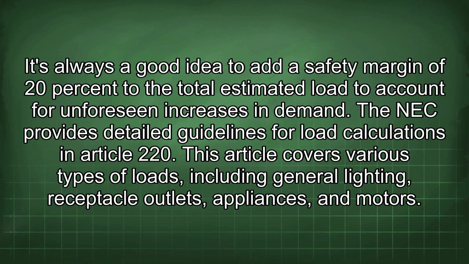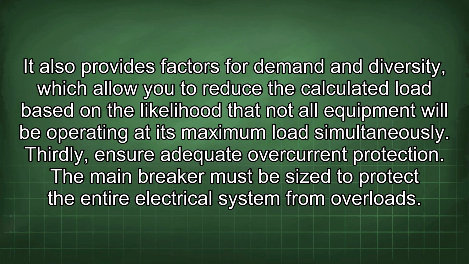It's always a good idea to add a safety margin of 20% to the total estimated load to account for unforeseen increases in demand. The NEC provides detailed guidelines for load calculations in Article 220. This article covers various types of loads, including general lighting, receptacle outlets, appliances, and motors. It also provides factors for demand and diversity, which allow you to reduce the calculated load based on the likelihood that not all equipment will be operating at its maximum load simultaneously.